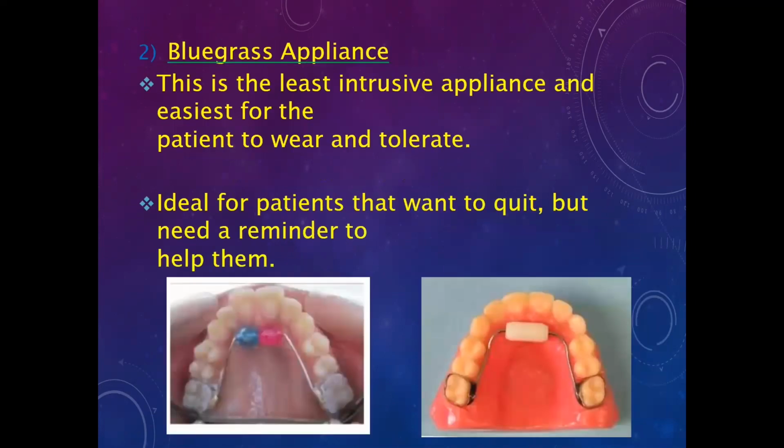You can have the bluegrass appliance. Bluegrass appliance is purely meant for elimination of the habit. It does not have the element of expansion. The design of the bluegrass appliance is that it has a bead on a wire, and the child can rotate it with the tongue. So they stop the habit and forget about thumb sucking. They can engage in some other activity, and the activity is the rotation of this bead with the help of the tongue intraorally. However, when the child places the thumb in the oral cavity, this appliance would again act as a reminder to stop the habit.